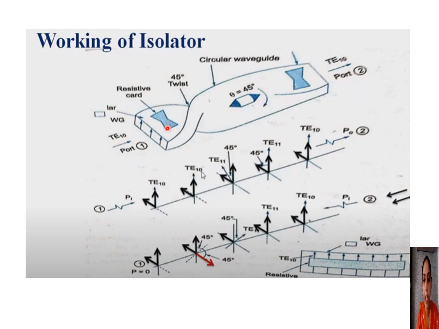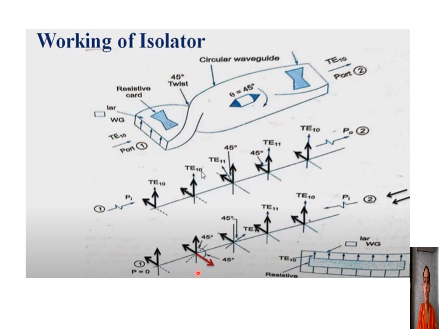If the plane of polarization of the incoming wave is perpendicular to the plane of the resistive card, there is no problem. It allows the wave to pass through. But if the plane of polarization of the incoming wave is parallel to the plane of the resistive card, then the wave will be completely absorbed. Understand that property of the resistive card before proceeding to the working of the isolator.